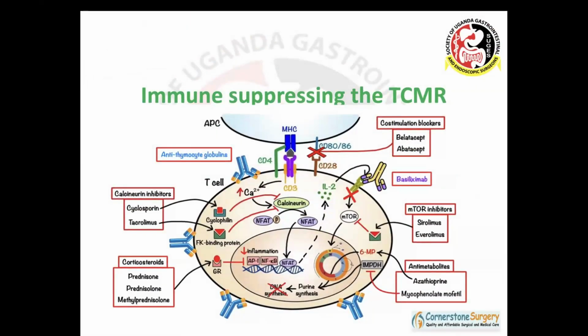So now we go to immune suppressing the T cell response. This is basically the gist of today's CME, and everything can be explained on this image. I think you are seeing it well. I'll just give some briefs in the next pages. As you can see, this is the antigen presenting cell. These are macrophages, leukocytes, dendritic cells. They present the antigen, which is some tissue from the donor liver, to the T cell.